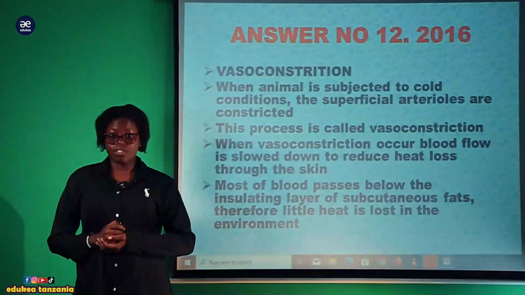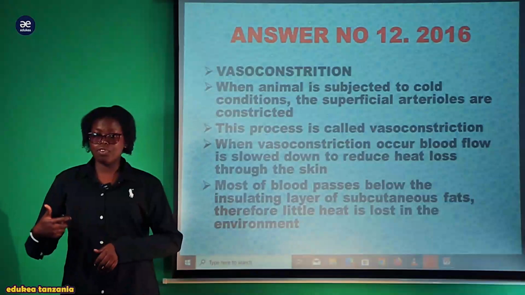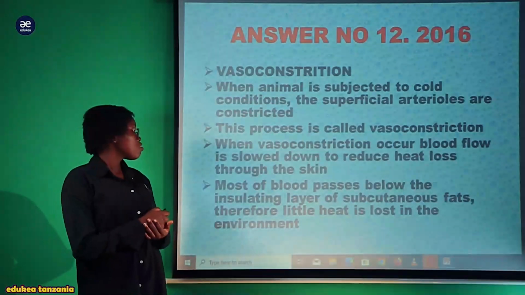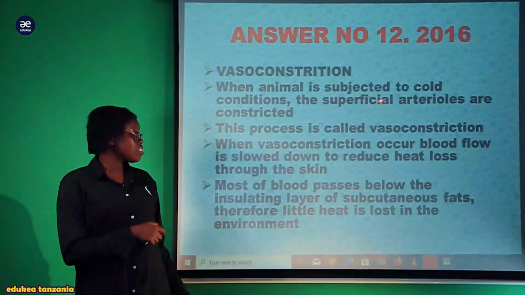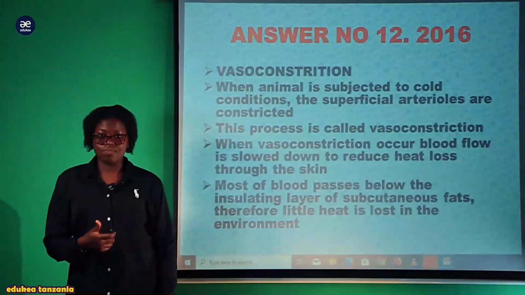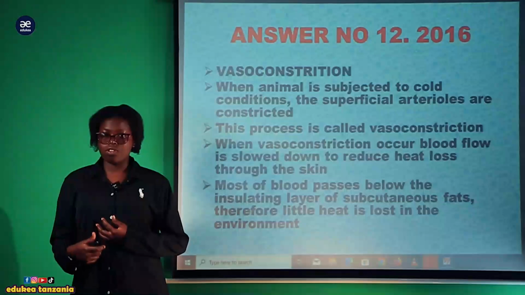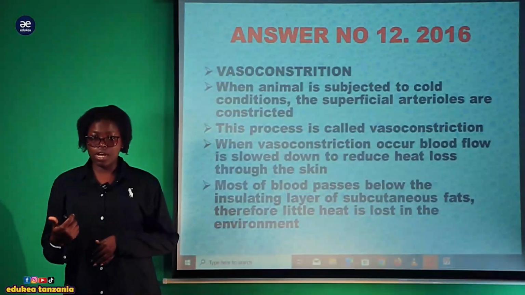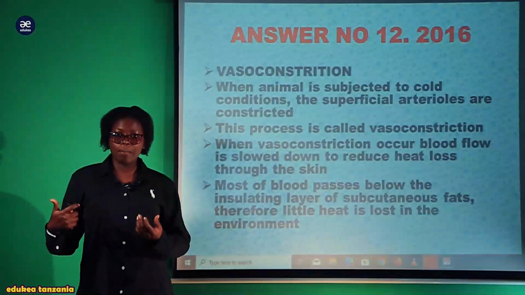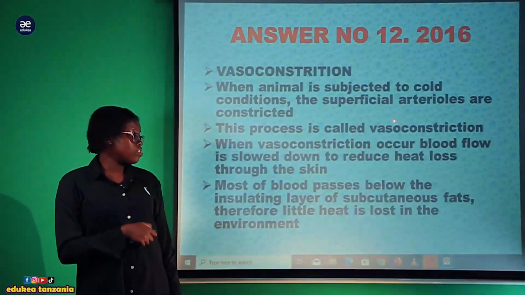Another mechanism is vasoconstriction. Vasoconstriction is a process where the blood vessels tend to contract. They tend to flow deeper under the skin to ensure that the heat is conserved. So I say that when an animal is subjected to cold conditions, the superficial arteries are constricted. So in cold conditions, there is vasoconstriction of these blood vessels. So these superficial arteries tend to be constricted. Therefore, when they constrict, the rate of blood flow is reduced. So this process is called vasoconstriction.